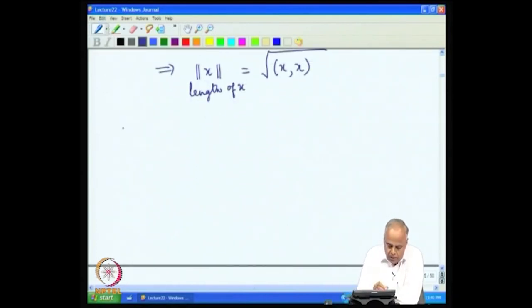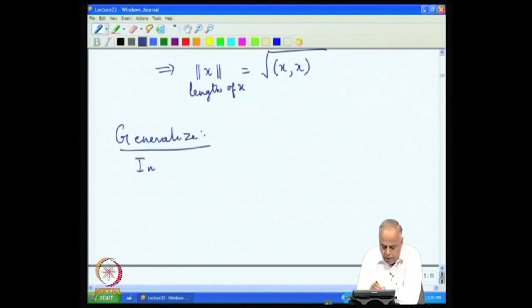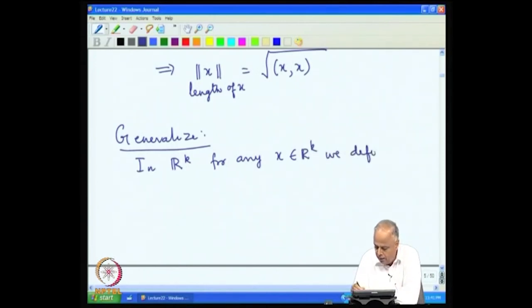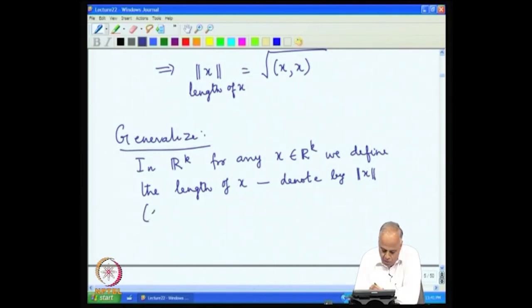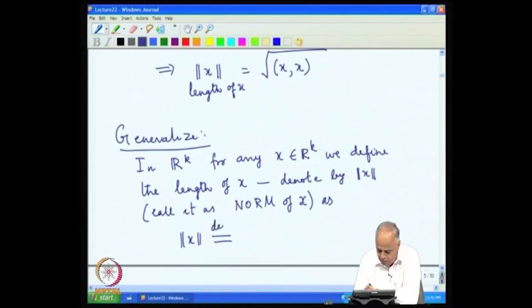So, therefore, we generalize in R^k. For any x belonging to R^k, we define the length of x, which we denote by this symbol and from now on call the norm of x, as: norm of x, by definition, is the square root of (x, x).